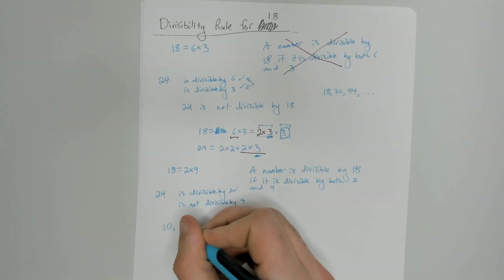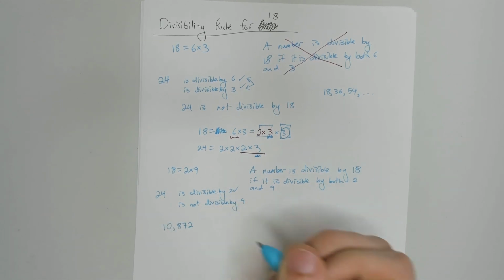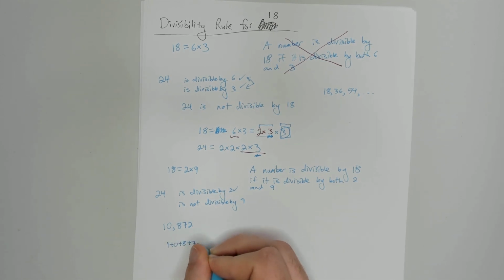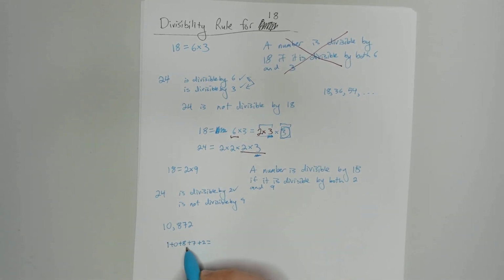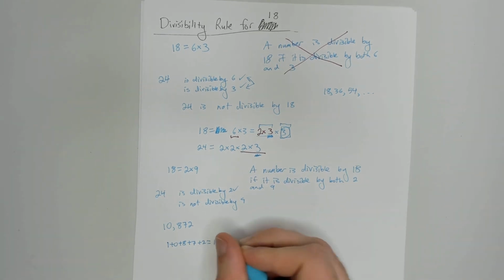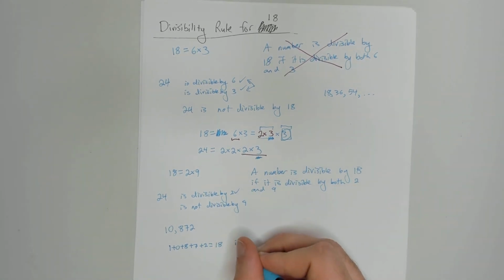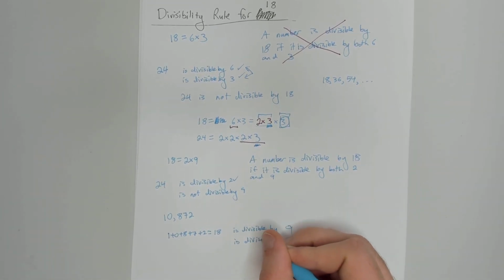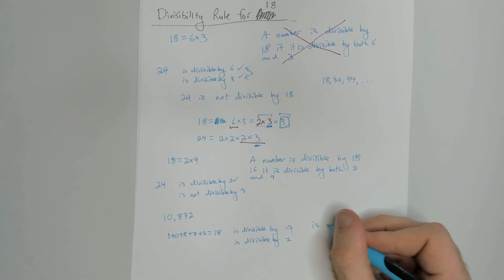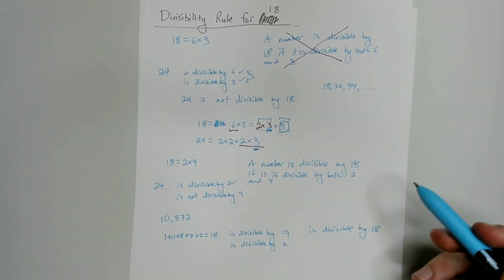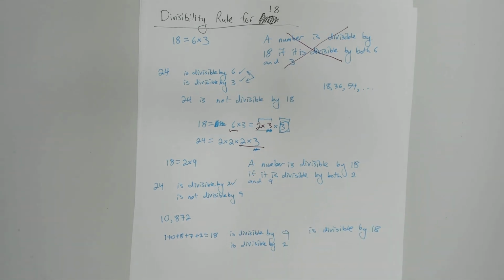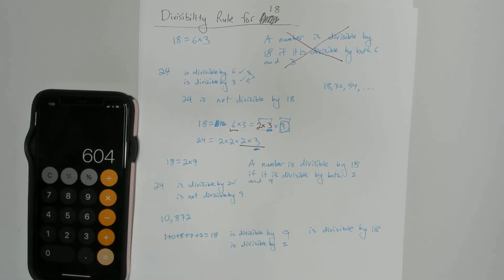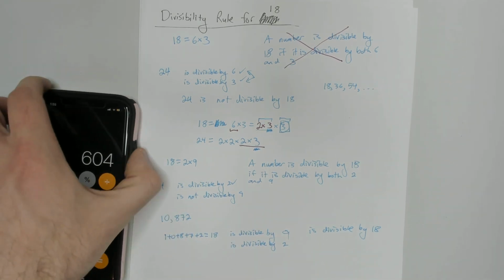Let's try another one. All right, let's try 10,872. So if we add up these digits here, we get 1 plus 0 plus 8 plus 7 plus 2. That is 9 plus 7 is 16 plus 2 is 18. That's a multiple of 9, so it is divisible by 9. And it ends in a 2, so it is divisible by 2, right? It's even. So this number is divisible by 18. And we can feel confident in this because this divisibility test was made using coprime factors. And if we whip out our calculator for a second to actually verify that this is divisible by 18, we see that when we divide it, we get a whole number, so it's divisible.